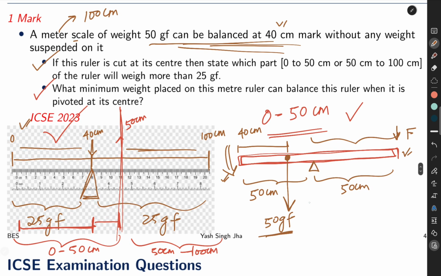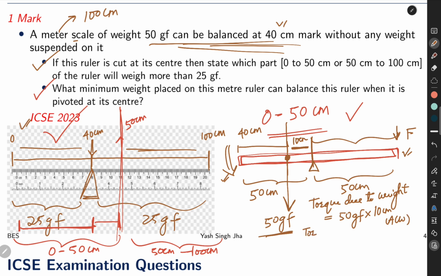So what is the torque due to the weight? Torque due to weight is force 50 GF times the distance. What distance? The distance of line of action of force to the point of rotation. So it comes out to be 10 centimeters, 50 minus 40. What way? Anti-clockwise. Anti-clockwise means positive. Correct?